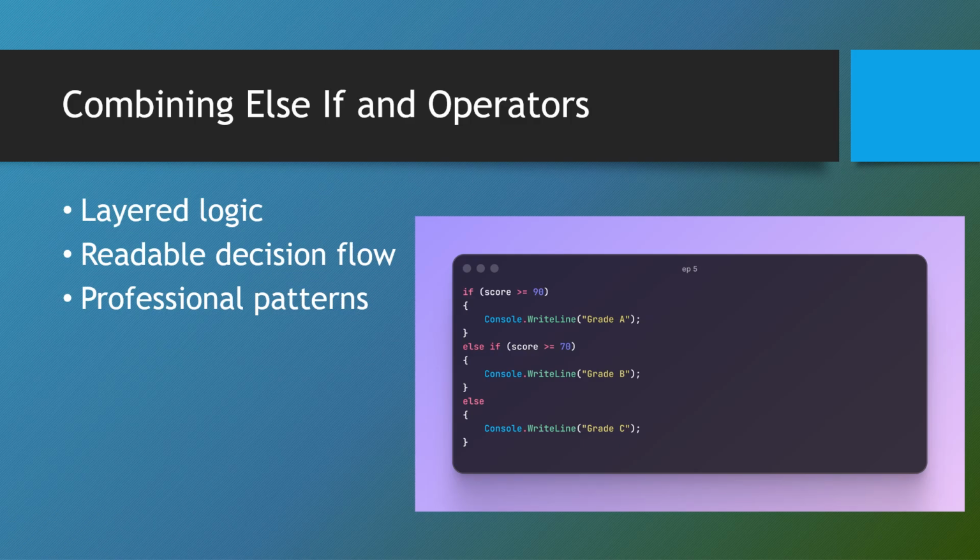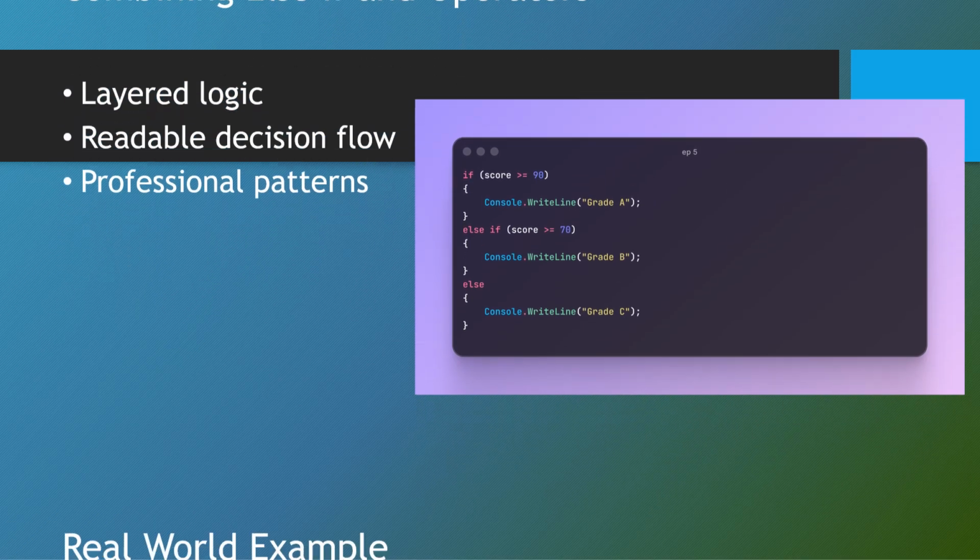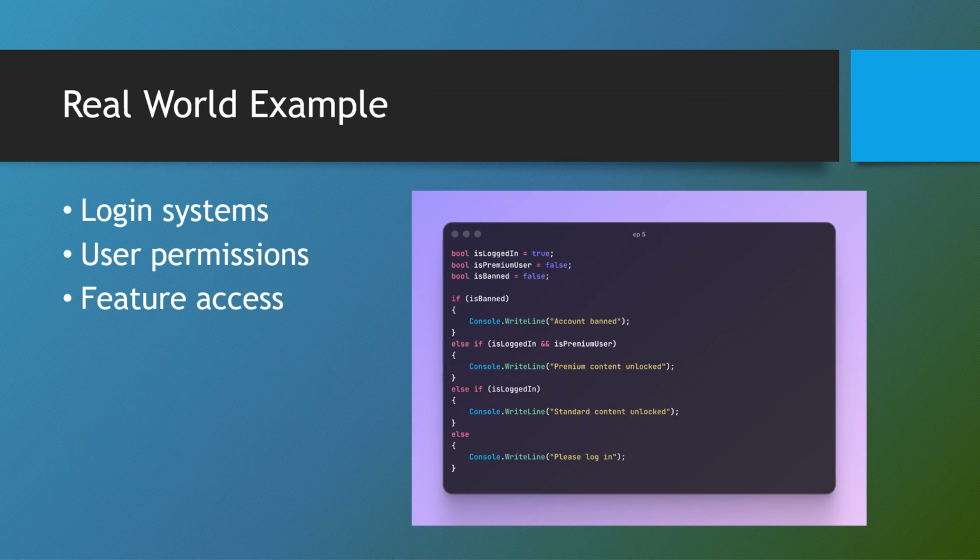Real-world scenario. Login and access logic. Think about a login system. Your program might need to check whether a user is logged in. Then check what type of user they are. Then decide what content they should see. This layered logic is exactly what else if statements and logical operators are designed for. Once you understand this, you'll start recognizing these patterns everywhere in real software.